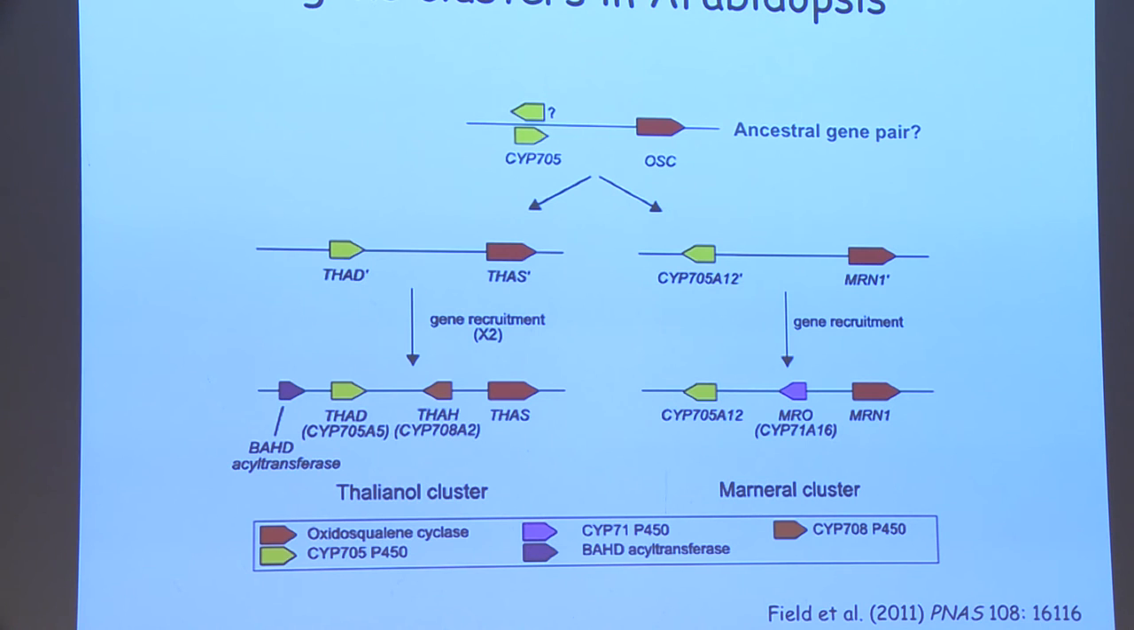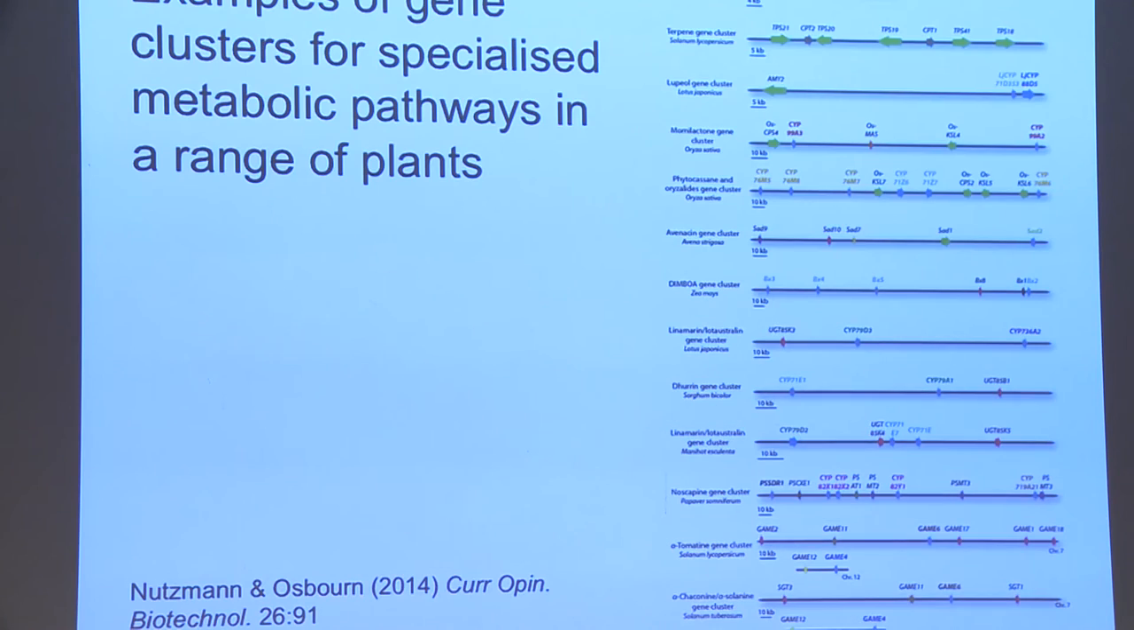We found a second triterpene cluster in Arabidopsis, the marnerol cluster, and through careful analysis and looking at phylogenetics and intron exon patterns, we were able to put together this model, which may be a little bit too generous. I mean, it's possible there was an ancestral gene pair that was the foundation for both of these clusters, but we can't be sure of that. And this contained an oxidosquelane cyclase and potentially also a particular type of cytochrome P450. So conceivably then, this duplicated. But nevertheless, what has happened since then is that other genes have been recruited into these regions. And these clustered pathways both make entirely different products. So this is a possible scenario for the ways in which, in Arabidopsis at least, these clusters may form.